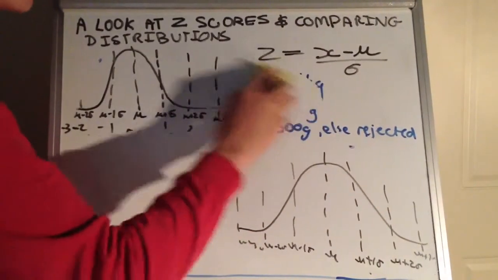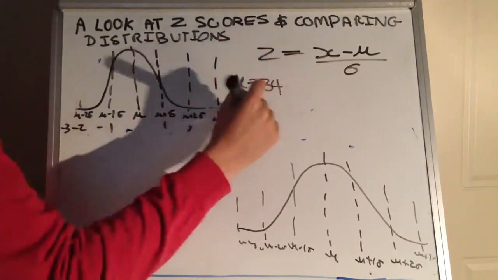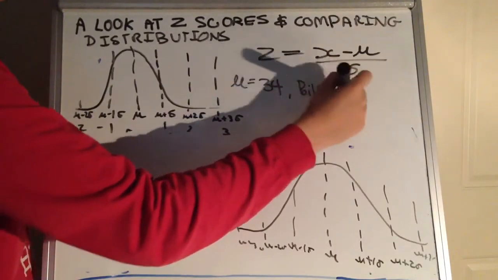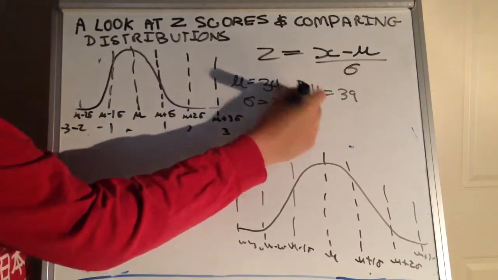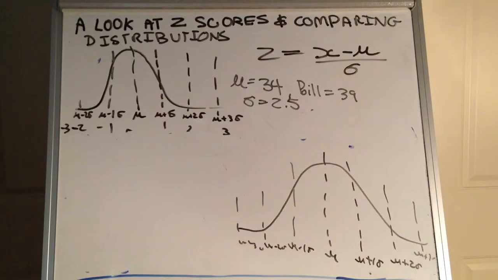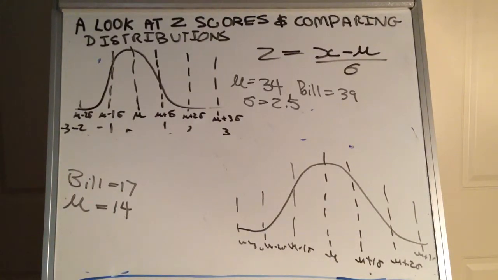Okay, so Bill did both the maths test and English essay, as I said before. And on the maths test, he got a score of 39 marks. The mean for his class was 34. So, the mean for the maths test was 34 marks. Bill got 39. So, he's obviously greater than average, that's good. And the standard deviation for the maths test marks was 2.5. So, on his English essay, he scored 17 marks. So Bill got 17 marks here. And the average for his class was 14. And there was a standard deviation of 2.